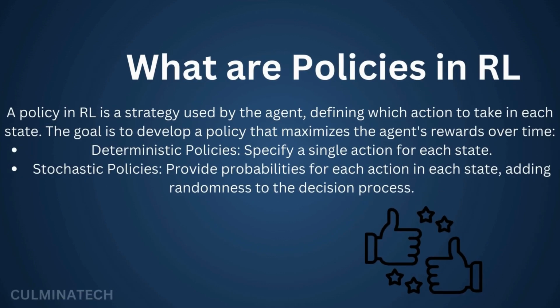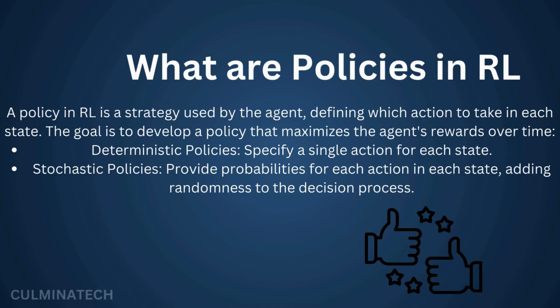Now let's look at policies in reinforcement learning. A policy in reinforcement learning is a strategy used by the agent, defining which action to take in a state. So it's like a guidebook that tells the agent what action to choose based on its current state. It can be deterministic, so it always chooses the same action for a given state, or stochastic, which means it chooses actions based on probabilities. So the same state might lead to different actions over time.